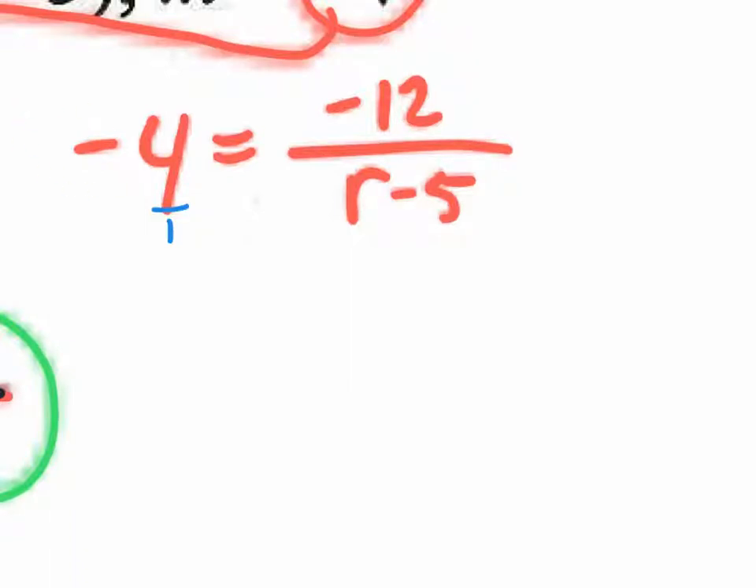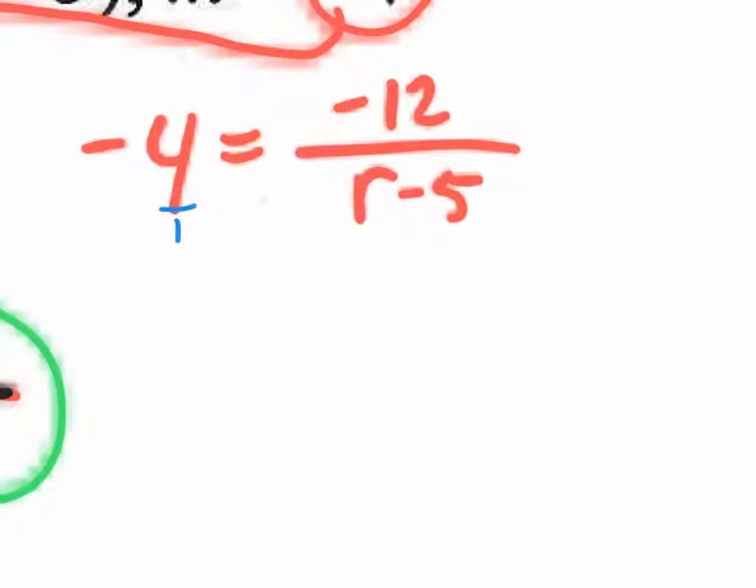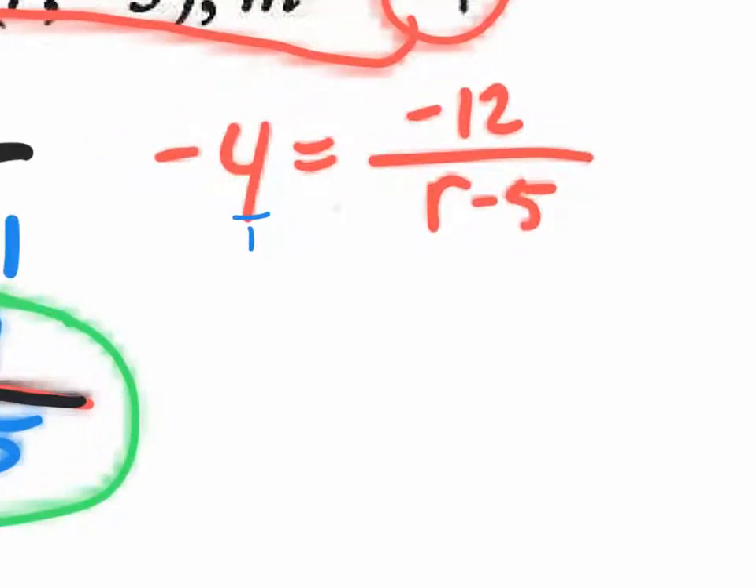What do you guys want? Cross multiply or get rid of the fraction? It's kind of like the same thing actually. So let's get rid of the fraction if you'd like. So how are we going to get rid of this fraction? We're going to multiply by the exact denominator, which is a binomial r minus 5. So I want to multiply by r minus 5. That way it'll cancel out.